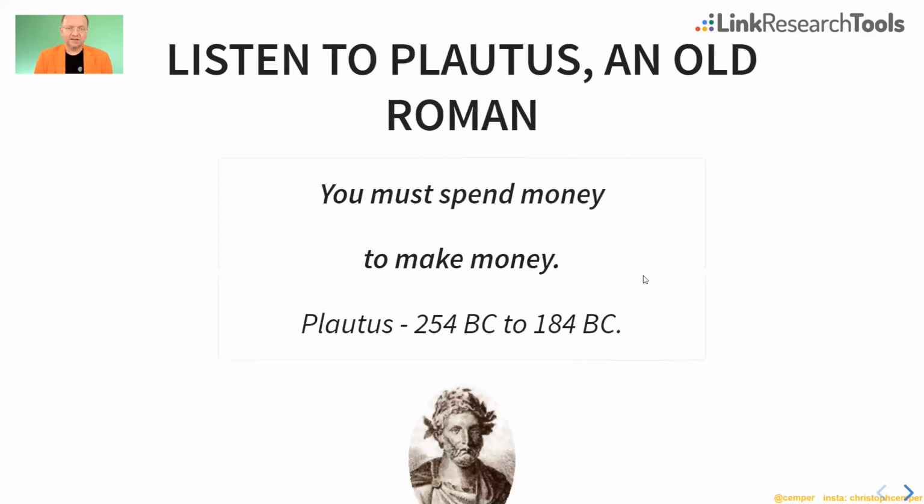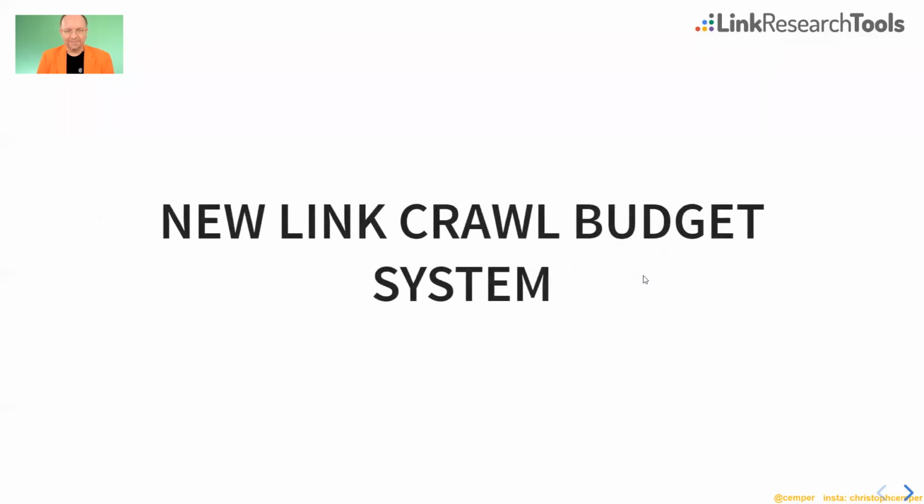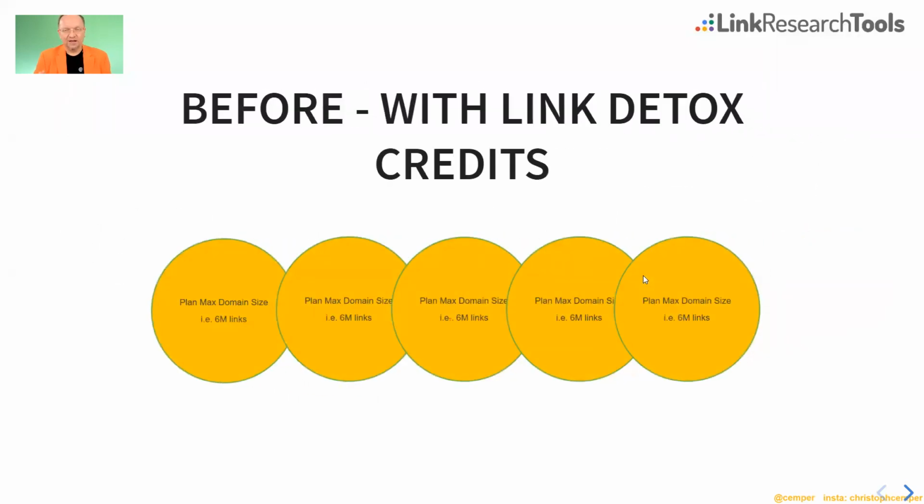And yeah, of course, there's this old Roman dude that says you have to spend money to make money. I kept saying this for a long time. But the good news is new plans are coming with a new link crawl budget system and a lower entry level. And some of you already got in a lot cheaper than is possible now. But what's more important also is, in addition to the plans, we change our credit system.